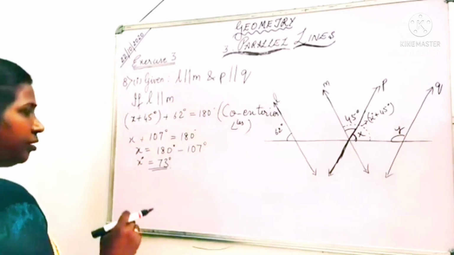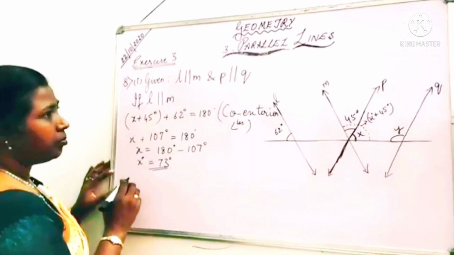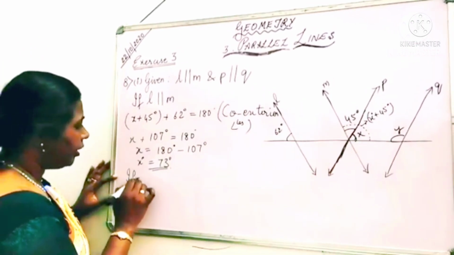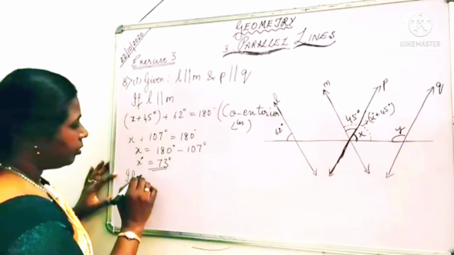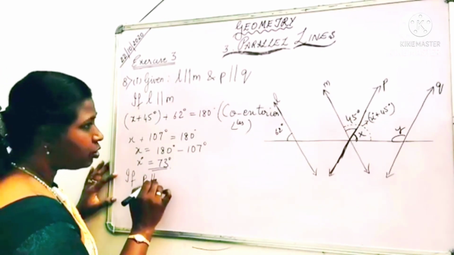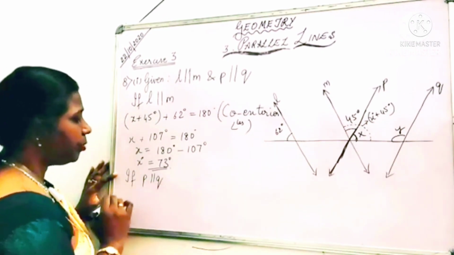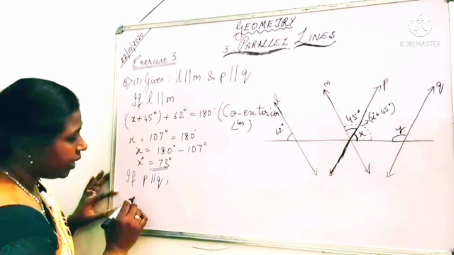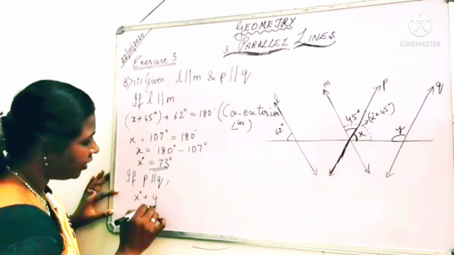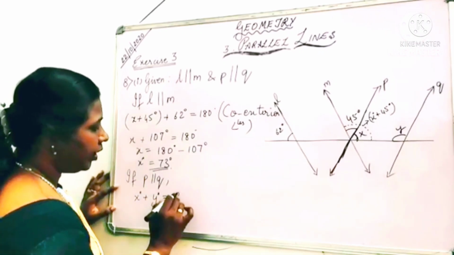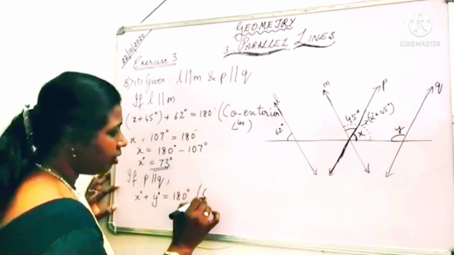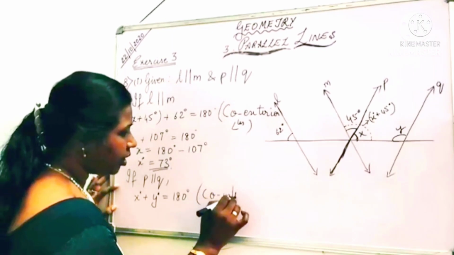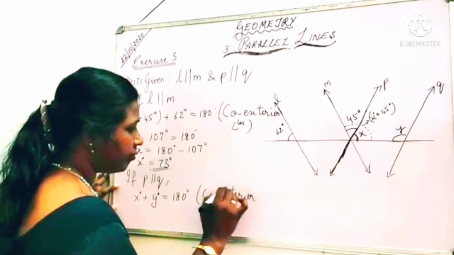So we can write here, if line P is parallel to Q, then what happens? X degree plus y degree is equal to 180 degree. How? Because they are co-interior angles.